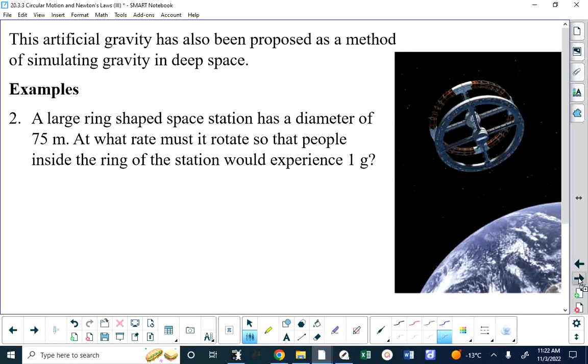Clarke called The Sentinel. And in it, they have a satellite in orbit, a space station in orbit, that's spinning, and it produces artificial gravity. And this is not science fiction. This is science fact. You can easily make something like this. The diameter of this thing is 75 meters. So that's a diameter, which means the radius is half of that, which I think is 37.5 meters. But I just want to make sure. Good.